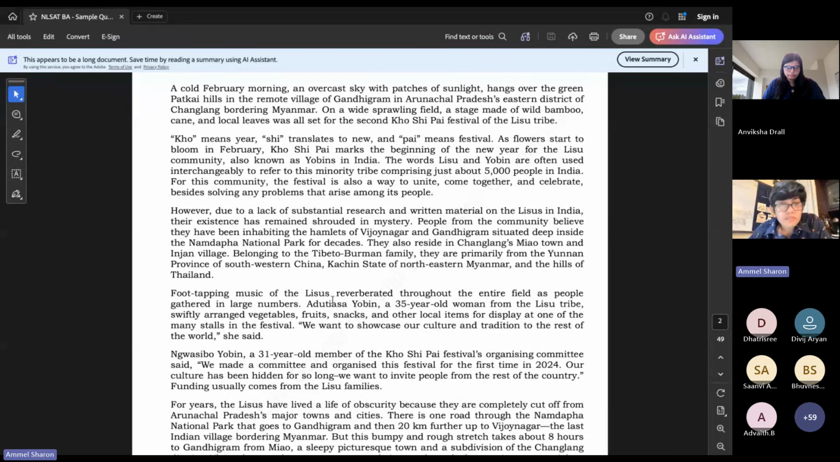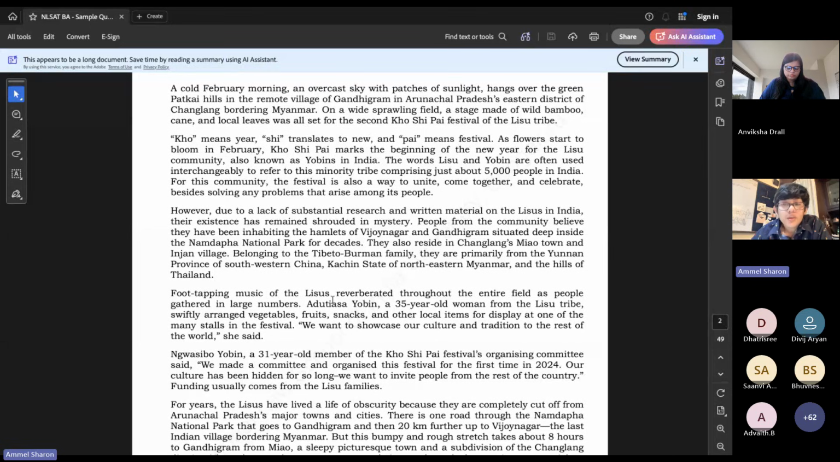A cold February morning, an overcast sky with patches of sunlight hangs over the green Patkai hills in the remote village of Gandhigram in Arunachal Pradesh's eastern district of Changlang, bordering Myanmar. On a wide sprawling field, a stage made of wild bamboo, cane, and local leaves was all set for the second Koshi Pai festival of the Lisu tribe. Ko means year, Shi translates to new, and Pai means festival. As flowers start to bloom in February, Koshi Pai marks the beginning of the new year for the Lisu community, also known as Yobins in India.